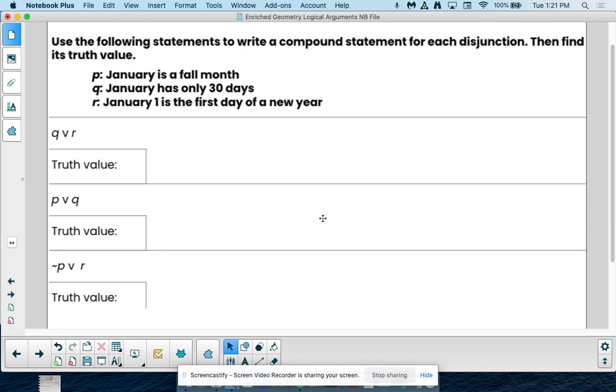Okay, step 1, let's decide if those P, Q, and R's are true or false. So P says, January is a fall month. False. January only has 30 days.